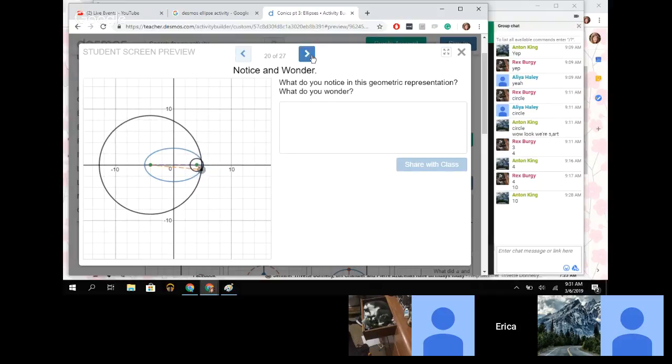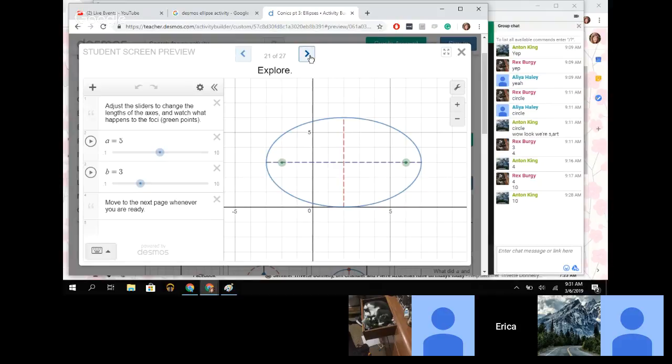Oh, notice and wonder. All right. So this is just a point where we can play with this ellipse that's here. Right now this ellipse has a center right here. The center is at 2, 3, so it's not at the origin. But the vertices are 5 points away from the center this way and 5 points this way, and the co-vertices are 3 points this way and 3 points this way.